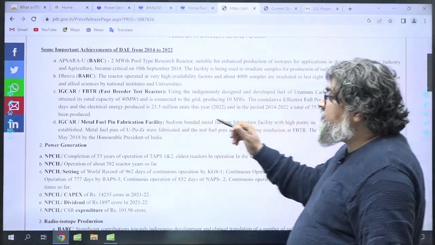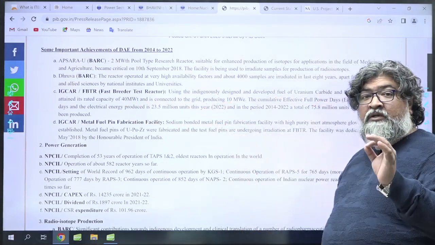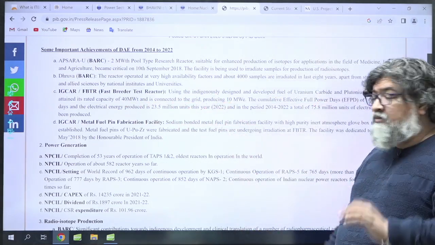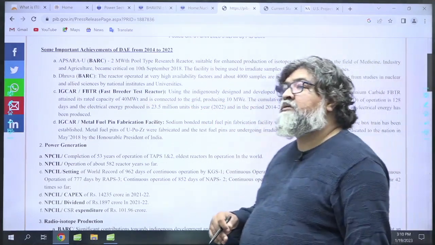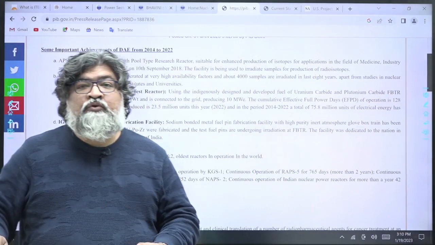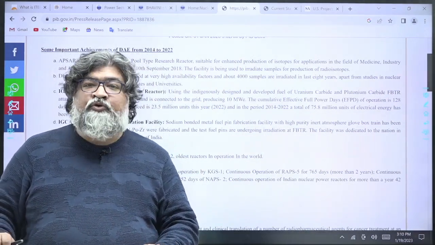So you can see here the Fast Breeder Test Reactor using indigenous design, see the word indigenous, developed fuel of uranium carbide and plutonium carbide. In a fast breeder reactor, the fuel rods contain a mixture of uranium and plutonium.